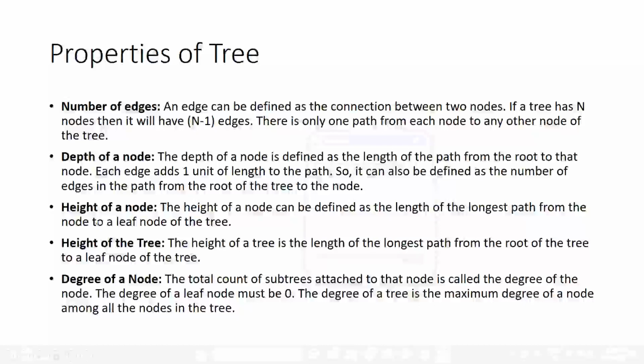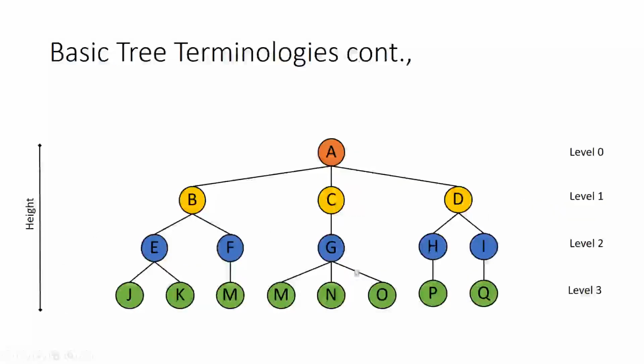Height of a node is the longest path from the node to a leaf node. For example, consider the height of B. From B to M, that is a leaf node. From B, one edge and a second edge, 2, right? So the height of B is 2. If I want to find the height of A, then 3. The height of F is 1. Like this we can calculate the height of a particular node.